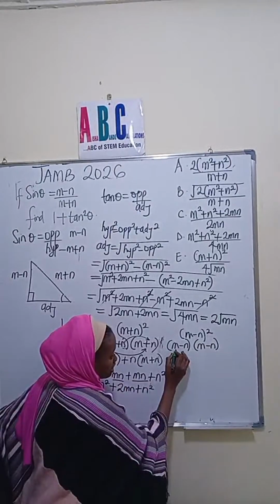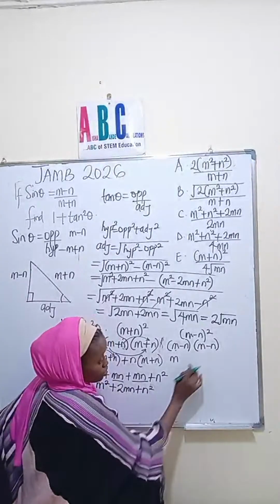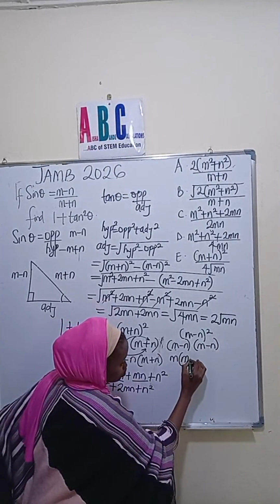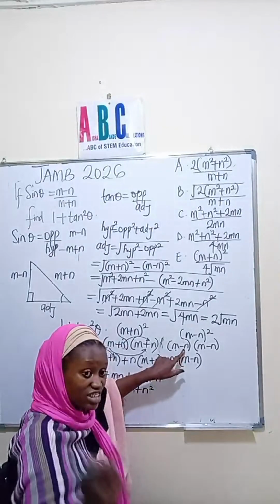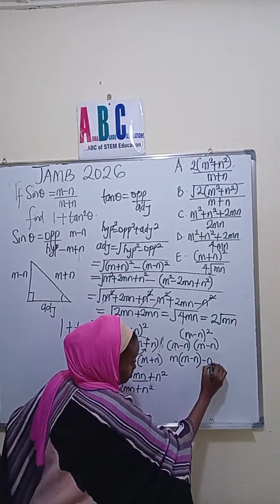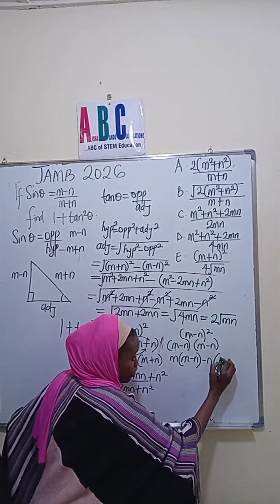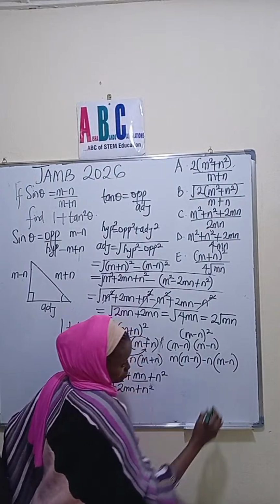So you pick the first term in the first bracket, which is m, multiply it with the whole of the second bracket, which is m minus n. Then you go to the second term in the same first bracket, which is minus n, multiply it with the whole of the second bracket, m minus n.